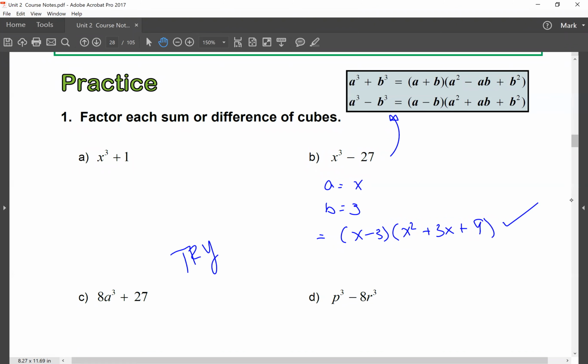If you didn't have the formula, this would be pretty confusing, but this is actually pretty straightforward given this formula here. So why don't you take a minute and try question number C, and then we've officially finished factoring. All right, so try question number C.